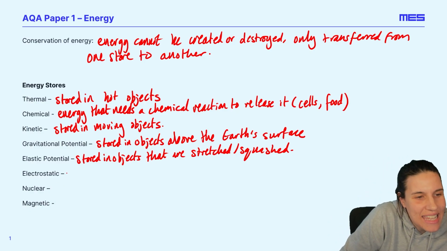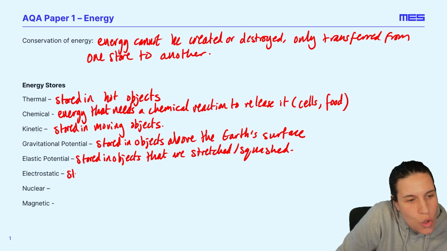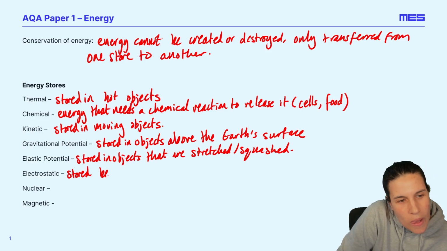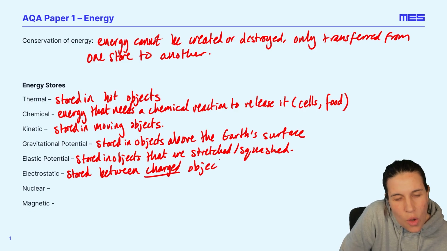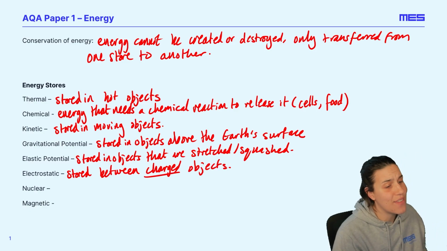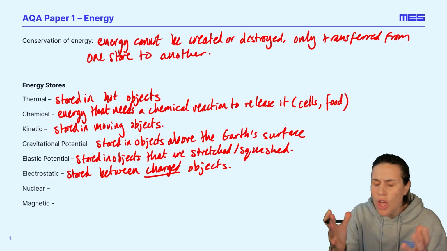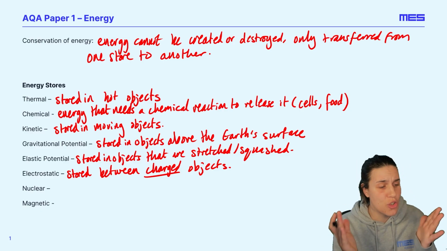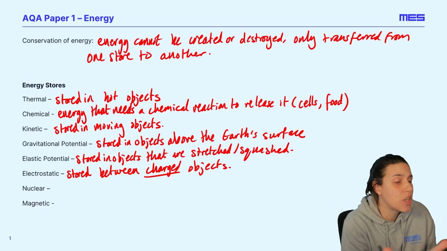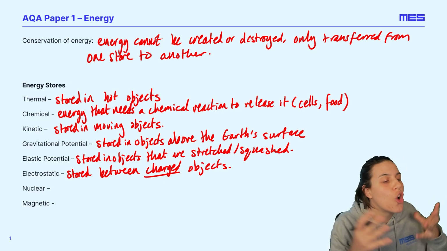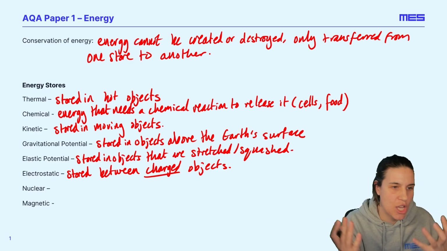Right, electrostatic is energy that's stored between charged objects. So objects that are positive and negative, like protons and electrons. So we know that protons and electrons will attract towards each other if we have them close enough to each other. And so they're storing energy by being charged.